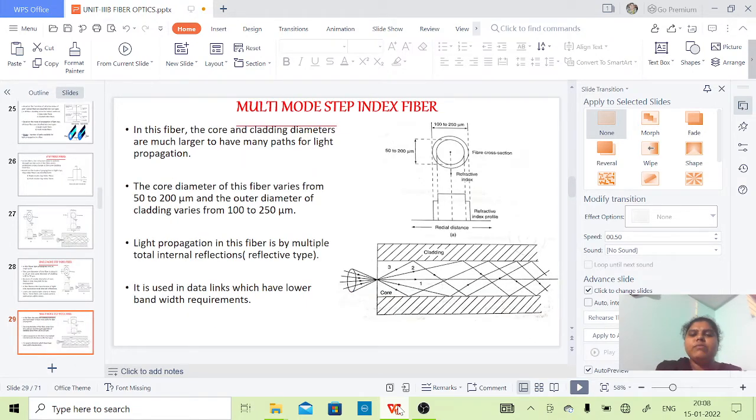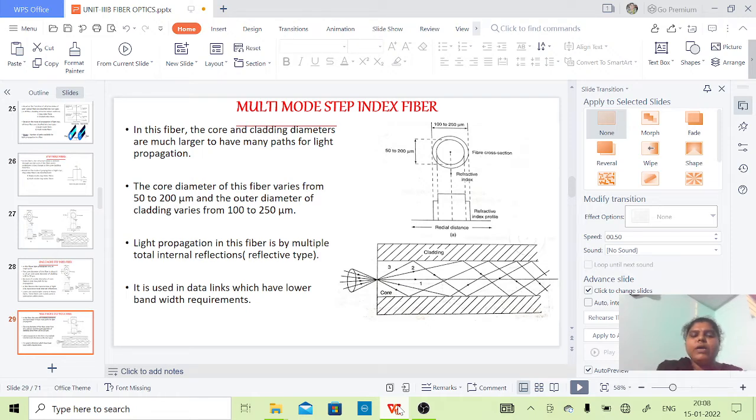Next, multi-mode step index fiber. So see how the diameter will be, how the refractive index will be. In this fiber, the core and cladding diameters are much larger to have many paths for light propagation. So here we are observing the number of waves will propagate through the fiber. The core diameter of this fiber varies from 50 to 200 micrometers and the outer diameter of cladding varies from 100 to 250 micrometers.